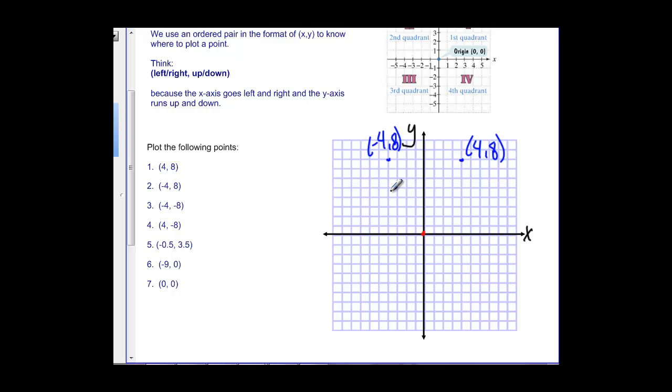All right, what about -4, -8? What quadrant will that be in? Third quadrant, right. So we know the -4 is to the left, and the -8 will be down. And this is the third quadrant because we started here, right? 1, 2, 3, and then this will be the fourth. But the third quadrant is where we're going to end up. So 1, 2, 3, 4, and 1, 2, 3, 4, 5, 6, 7, 8.